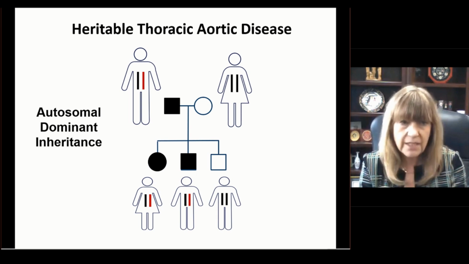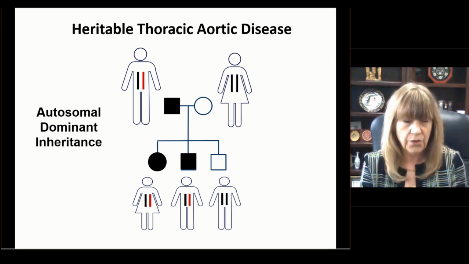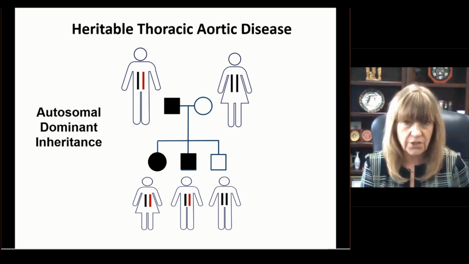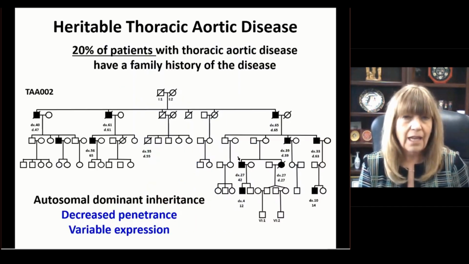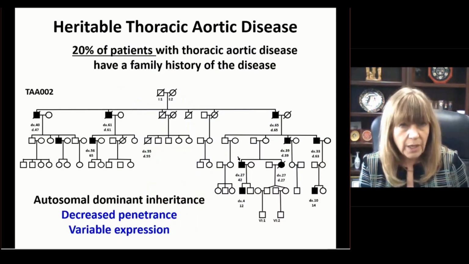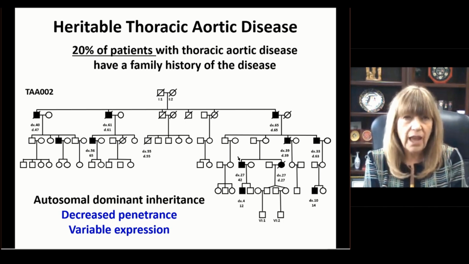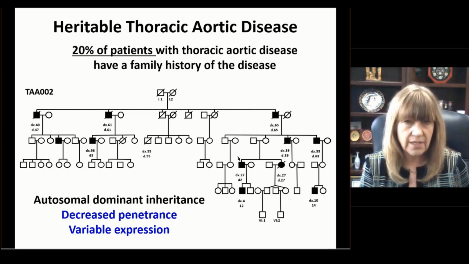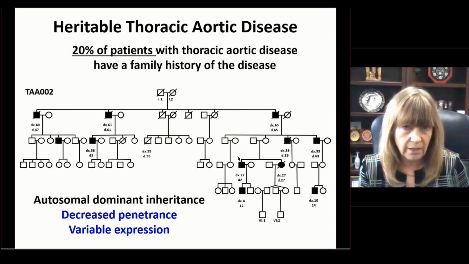Somebody that's affected has a 50-50 chance of passing it on to their children, whether the children are male or female. And once the children have that, they have a 50-50 chance of passing it on to the next generation. And as I said, 20% of patients will have a family history of thoracic aortic disease that mostly follows a pattern of autosomal dominant inheritance.